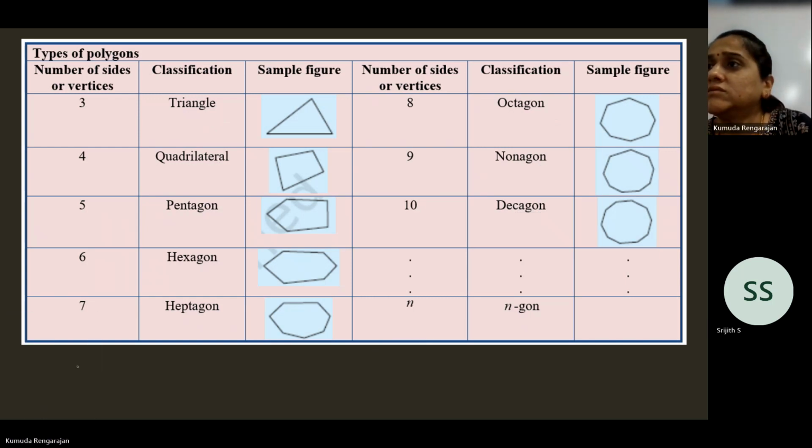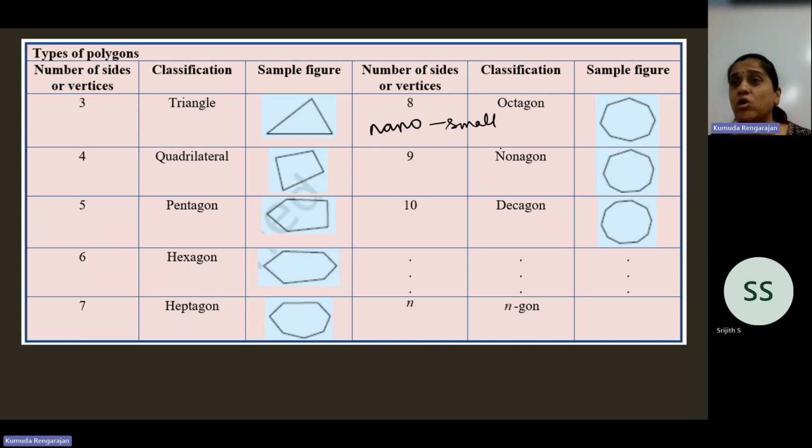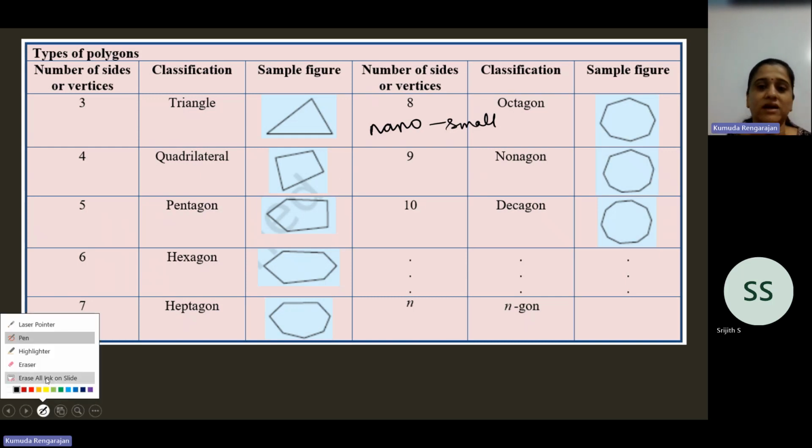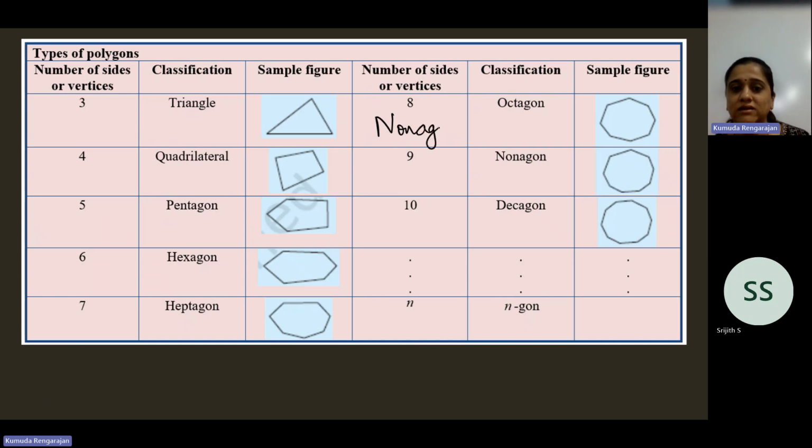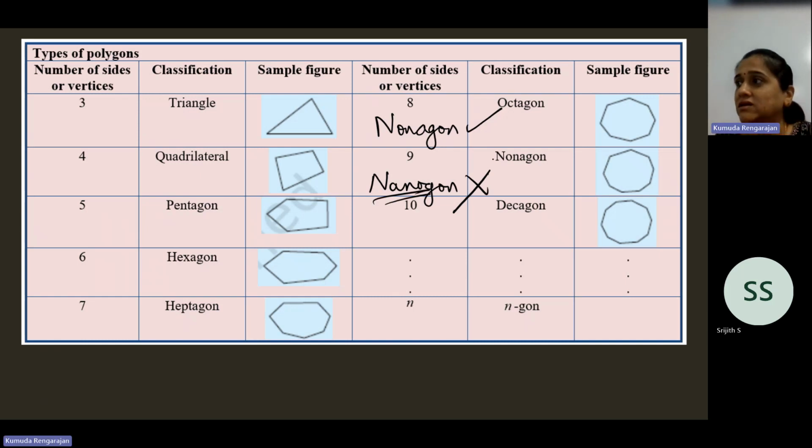See, it's not nano-gon, it's nona-gon. Nano means small, very little, very small. It's not nano-gon, it's nonagon. This is correct. Nano is wrong. What you see here is right: nonagon.